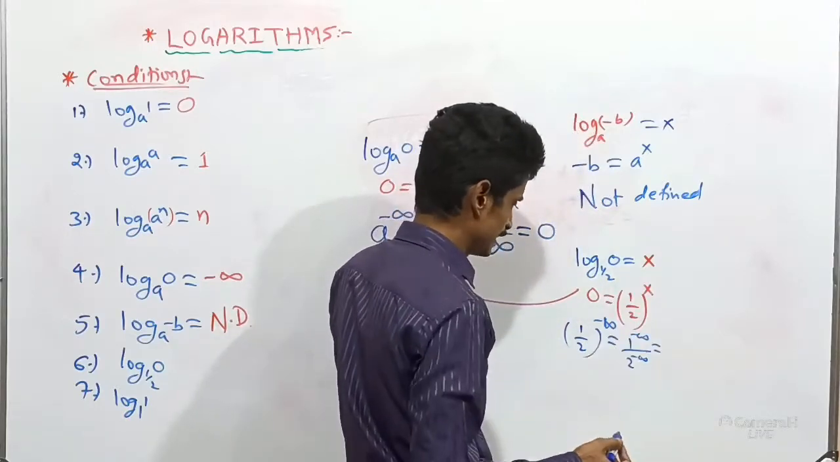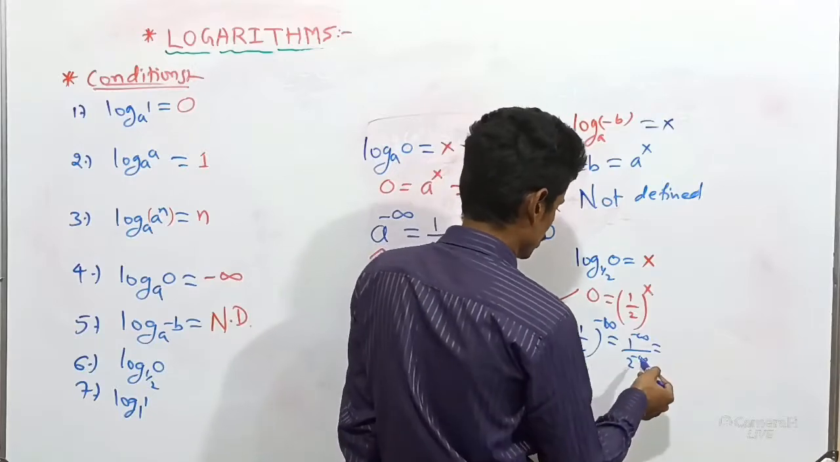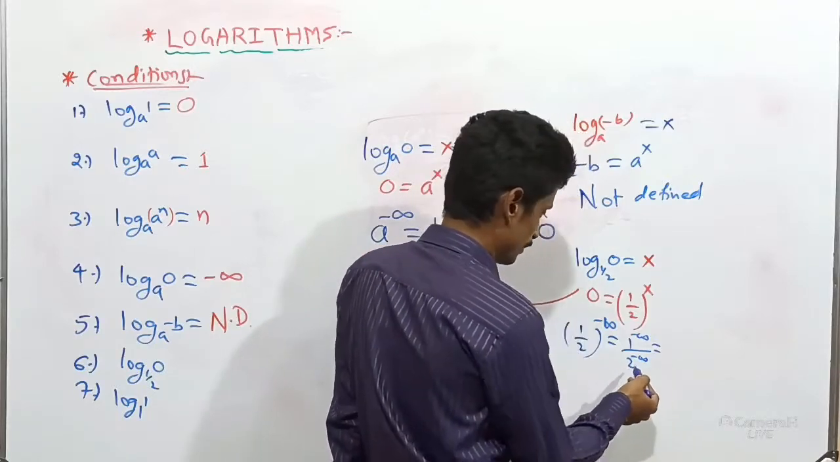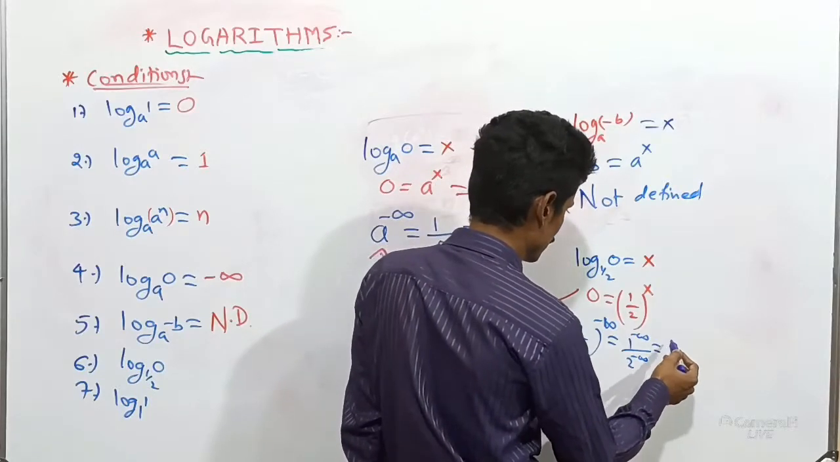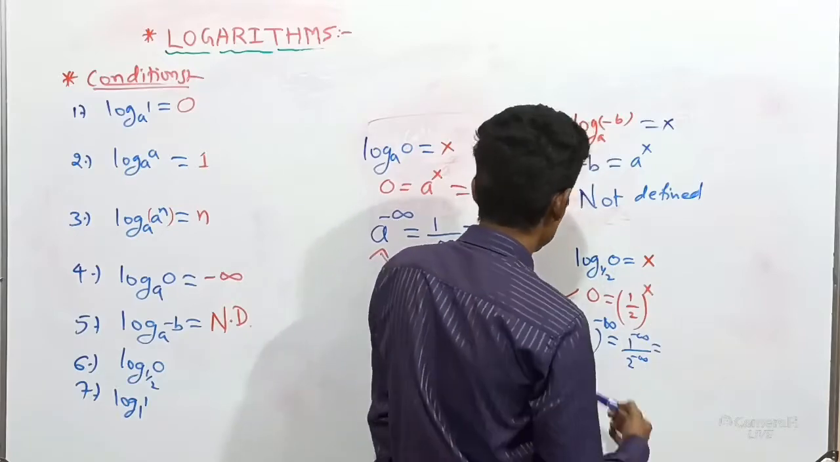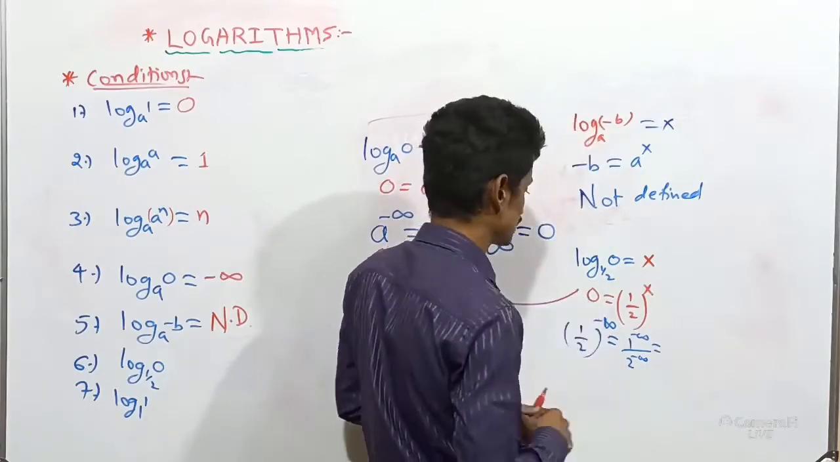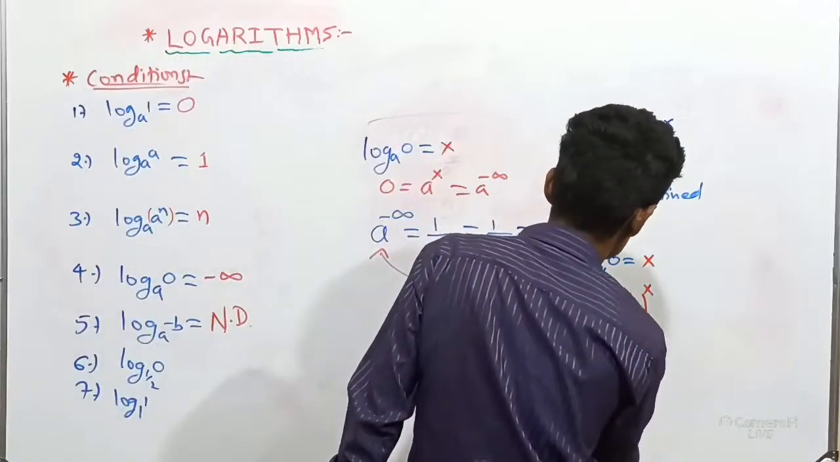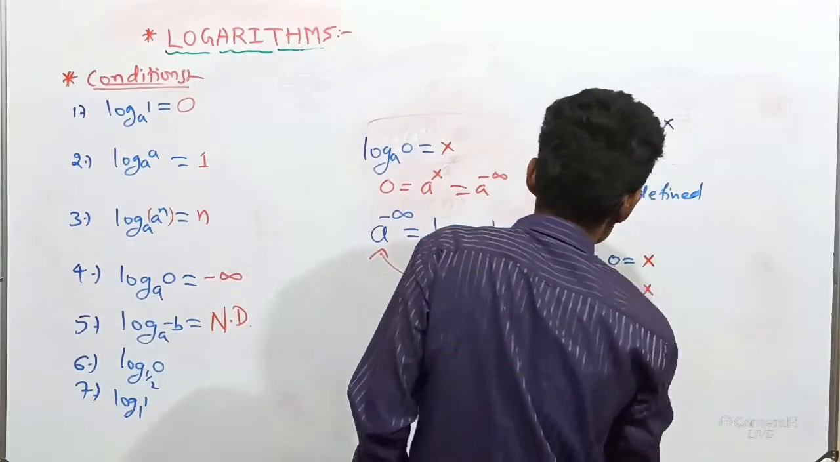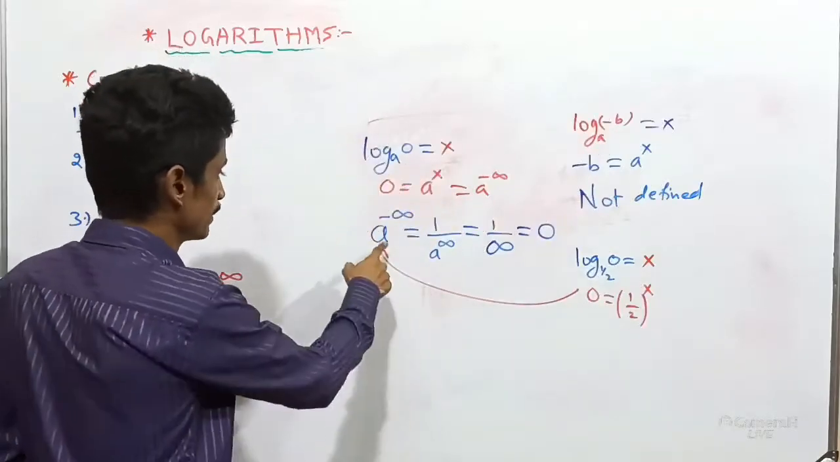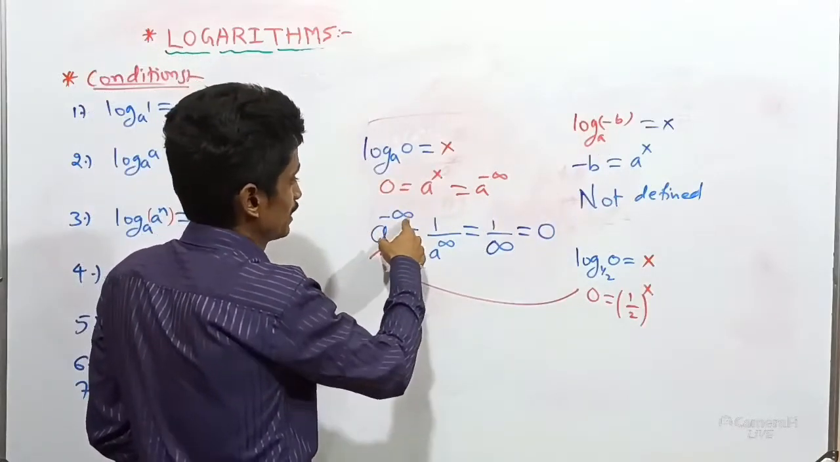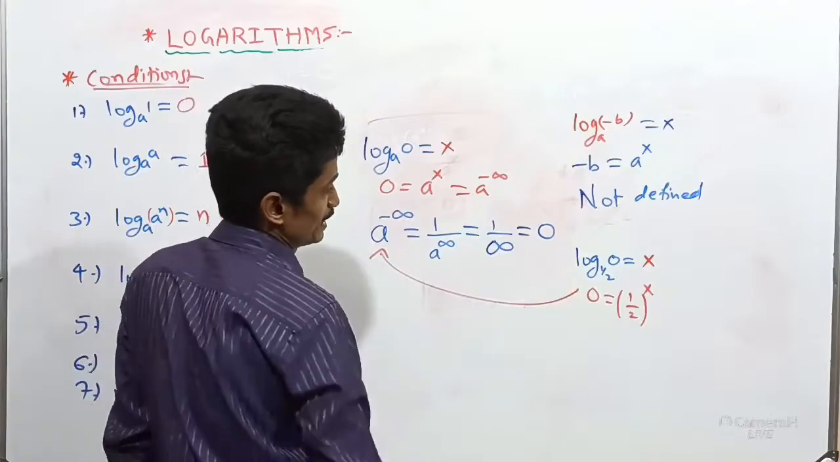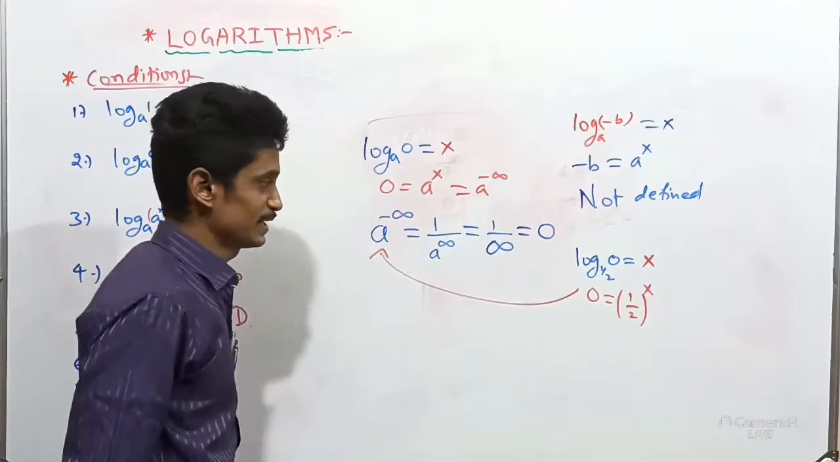1 power anything should be 1 itself. So now, 2 power minus infinity means what? 2 power infinity. At that time our result will be 0. That's why, what is our actual result here? 0. Okay. What is our answer? If a is a positive quantity and x takes minus infinity, at that time our required result will be 0.